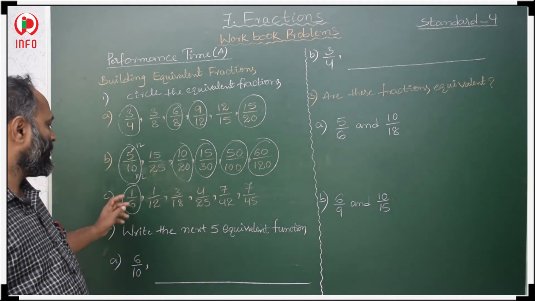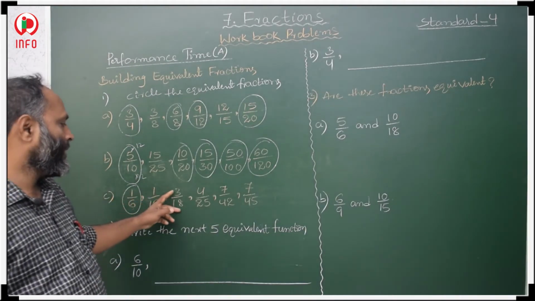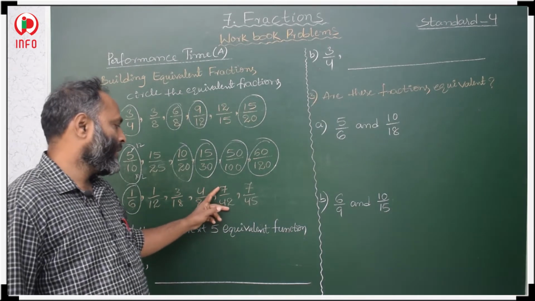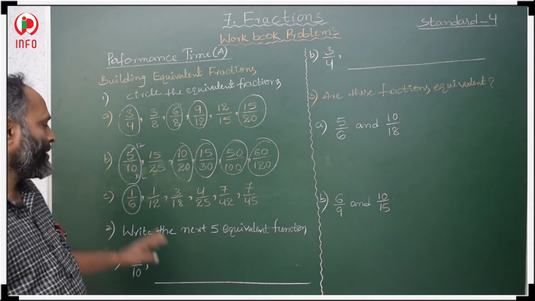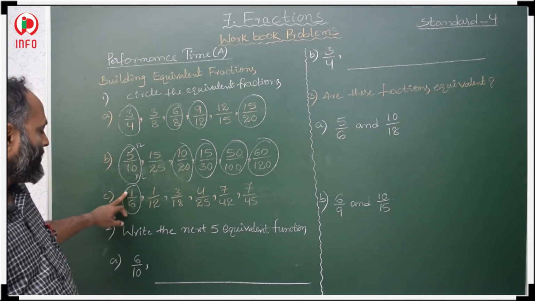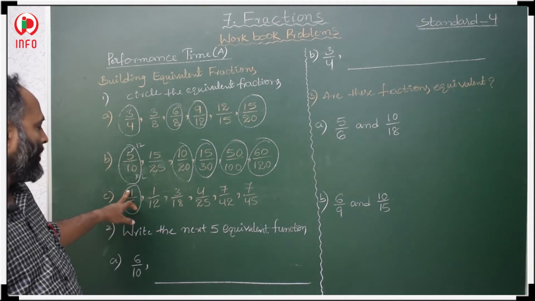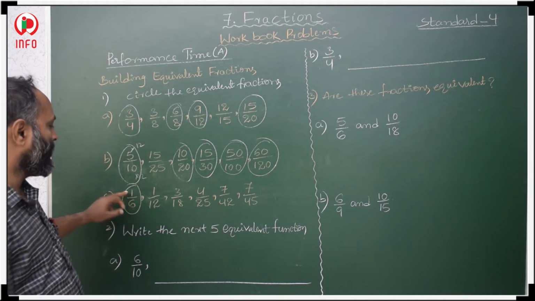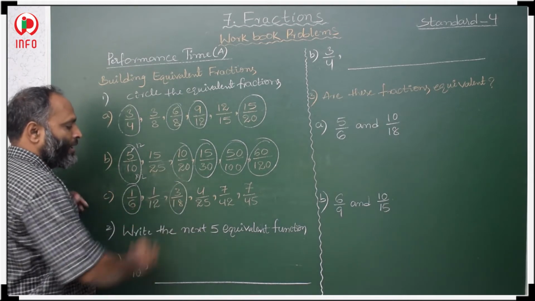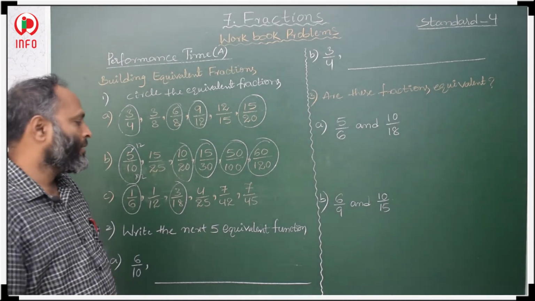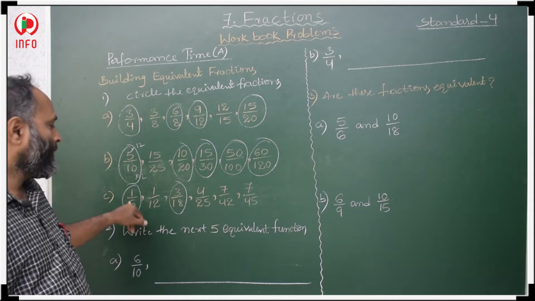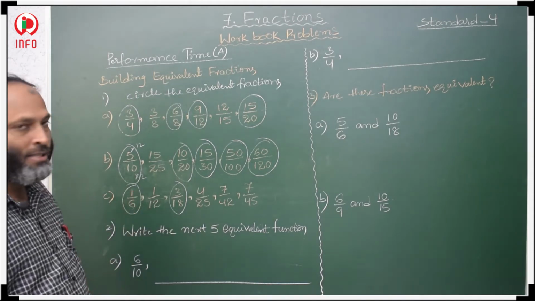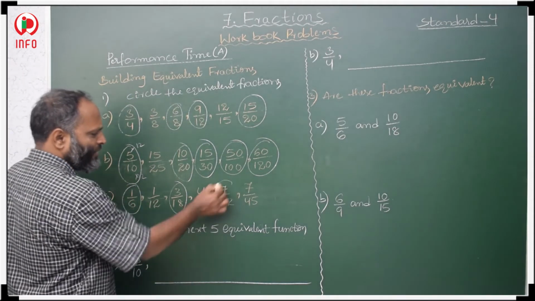Now the next question: 1 by 6, 1 by 12, 3 by 18, 4 by 25, 7 by 42, 7 by 45. So what are the equivalent fractions? First here, see, if you multiply this 1 by 6 with 3, numerator and denominator, you will get 1 3s are 3, 6 3s are 18. This is the equivalent fraction. And after that, if you multiply numerator and denominator with 7, 1 7s are 7, 6 7s are 42, 7 by 42.